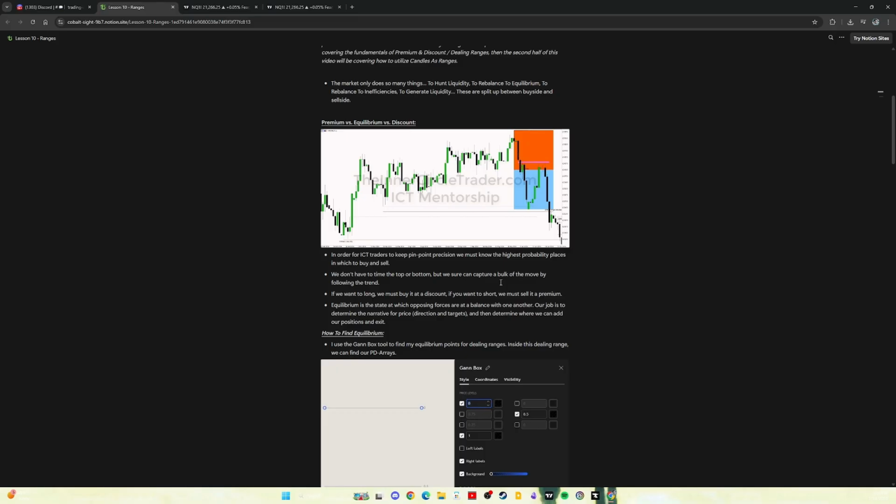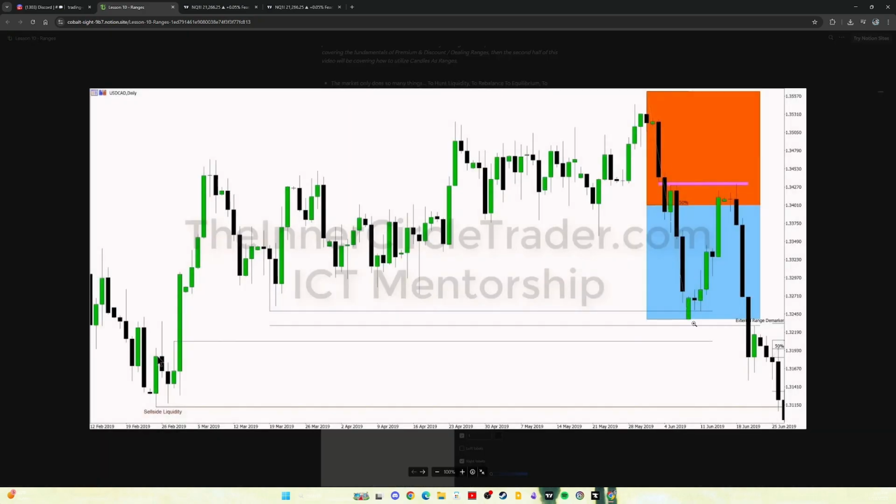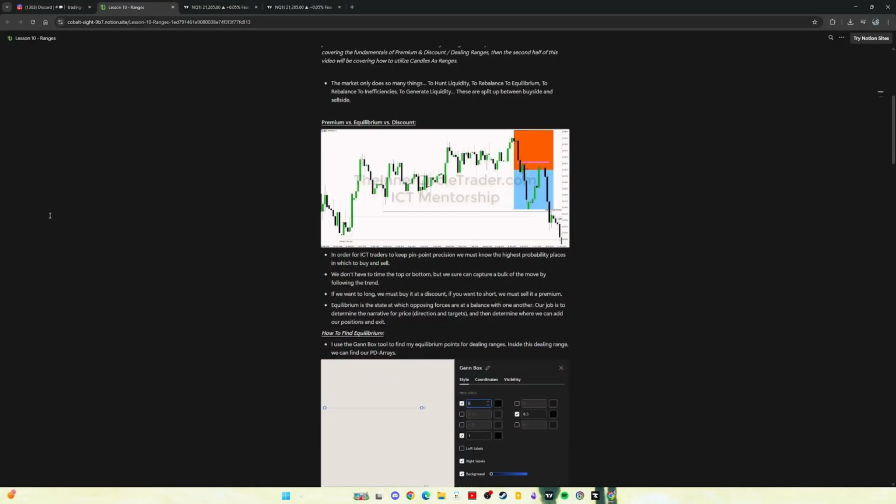Our job is to determine the narrative for price, directions, and targets. So here, price is ultimately bearish. In order to validate continuation after that, we must have a clear external drawn liquidity, being this level of sell side right here. So our time from institutional order flow is bearish.